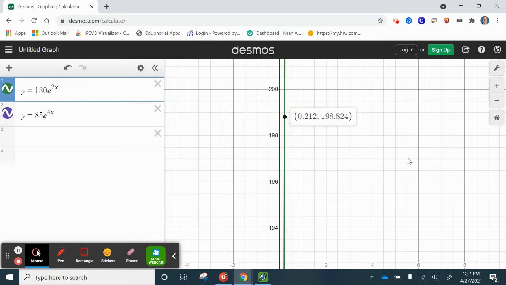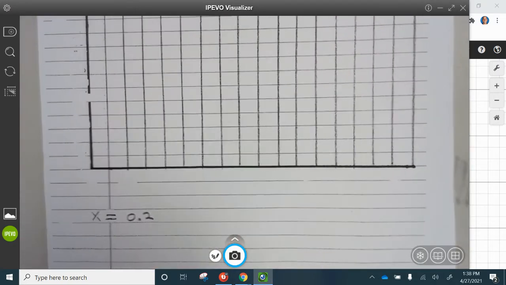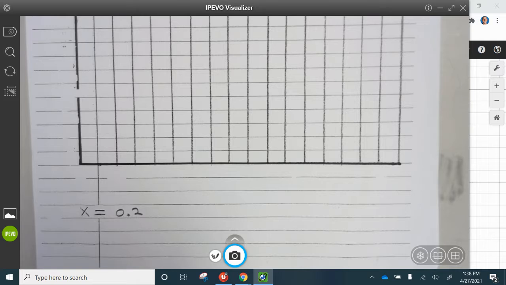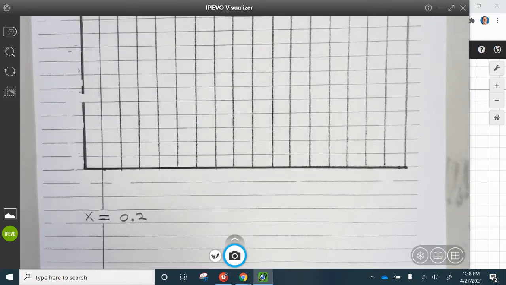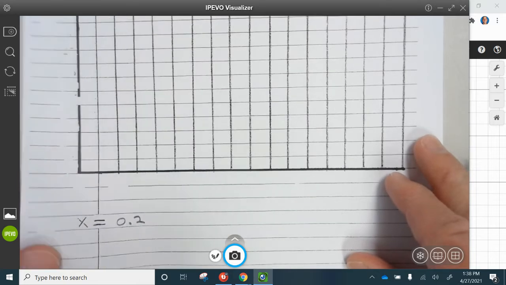That's where they intersect. We want the x value to one decimal place, so the answer would be 0.2. So your solution is x equals 0.2. All right, let's look at the next question.